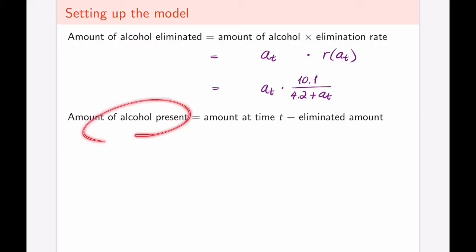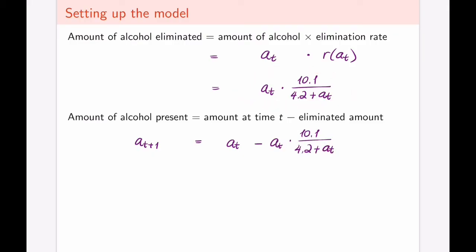The amount of alcohol then present is the amount at time t minus the eliminated amount. So present at the next stage is the amount currently in the system minus the eliminated amount, which is this big fraction right here. Now, just like in the caffeine example, this is going to be the model if we have consumed a number of drinks and then allowed the body to simply eliminate the alcohol out of the system.